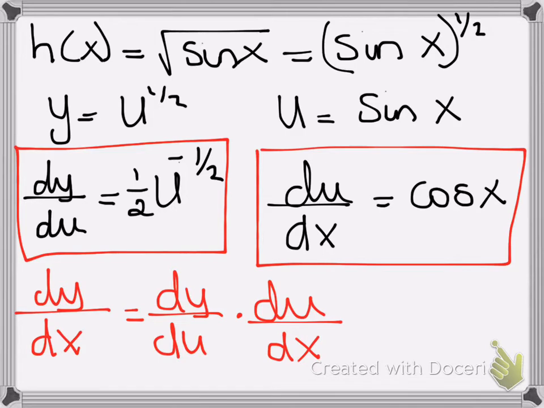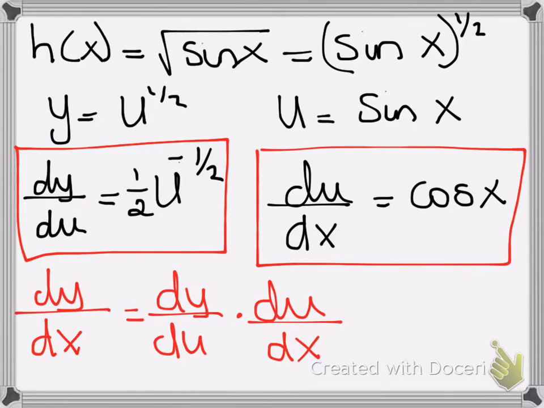Part 3, get the derivative of h of x with respect to x. Okay, so h of x is equal to the root of sine x. Rewrite it, get it out of the surd, as sine x to the power of a half. So let u equal the bracket, so u equals sine x, and y is equal to u to the power of a half. Okay, dy/du then is going to be a half times u, and reduce the power by 1, so you'll get minus a half.